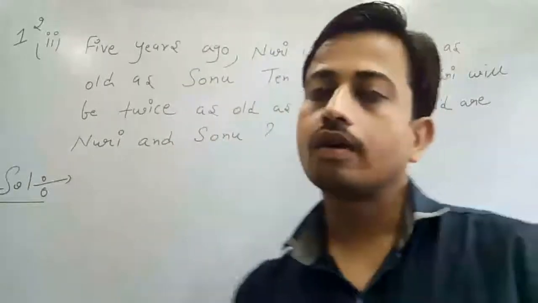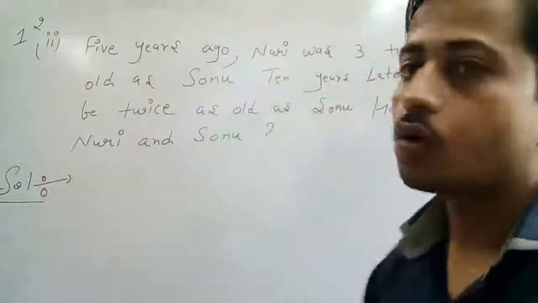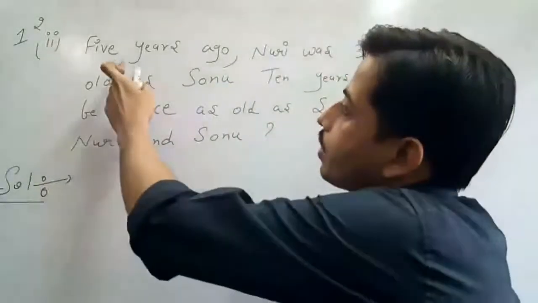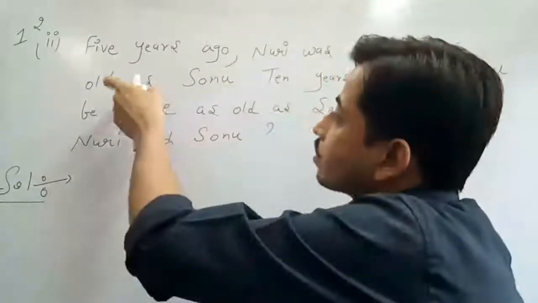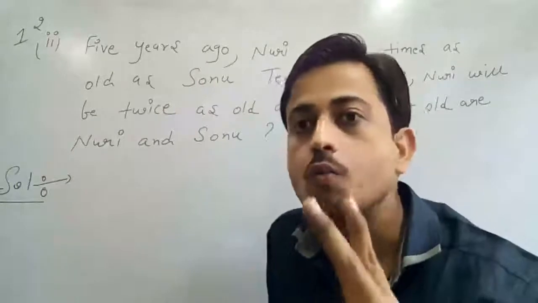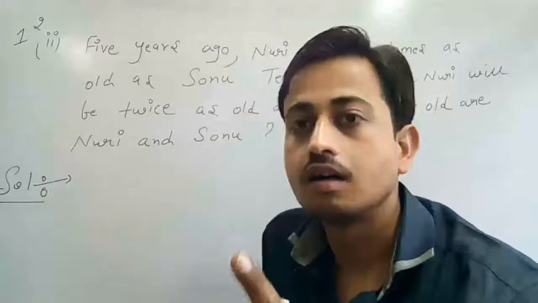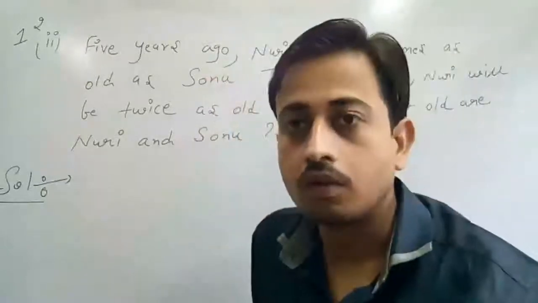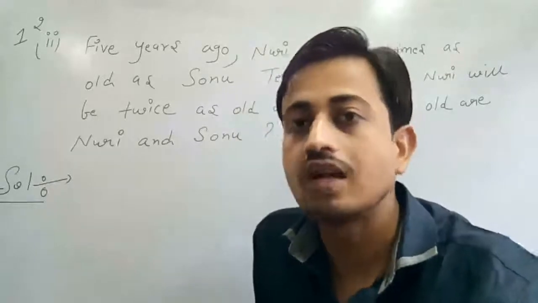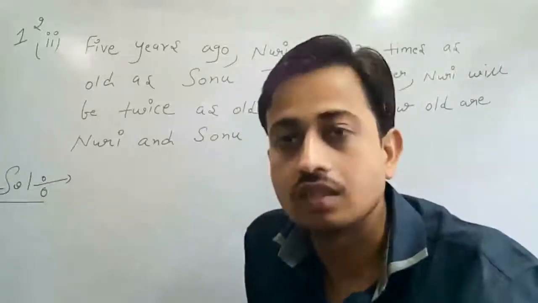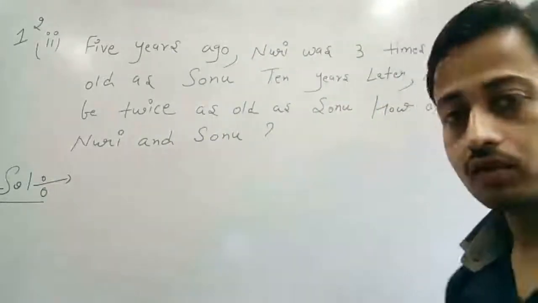So I am going to take our next part, question number 2. Please read the statement very carefully. What is question number 2? 5 years ago Noori was 3 times as old as Sonu. It means we are talking about 2 persons. One is the lady Noori and the second one is her son Sonu. But we don't know the present age of Sonu, then how is it possible to calculate the age of Noori? So what do we have to do? We have to assume some values.